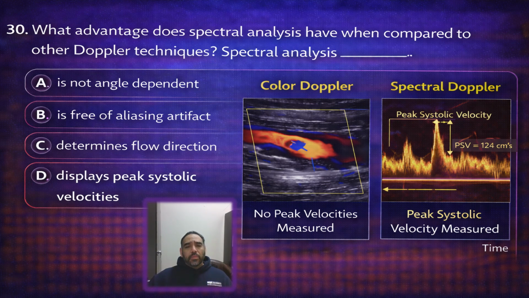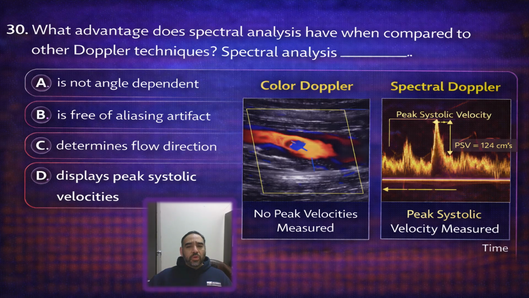Answer B says, is free of aliasing artifact, or no. Pulsed spectral Doppler absolutely can alias. So aliasing is common in high velocities with low pulse repetition frequencies. Continuous wave avoids aliasing, but not pulsed wave.